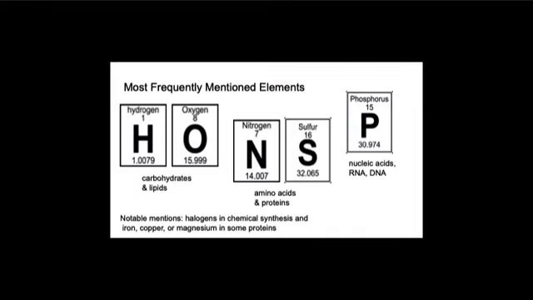So I mentioned nitrogen and oxygen as being favorites. The other most frequently mentioned elements in organic chemistry are hydrogen and phosphorus and sulfur as well. Mainly because these are the elements that make up carbohydrates and proteins and lipids, as well as DNA and RNA.